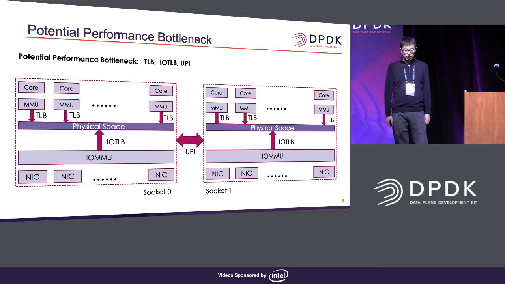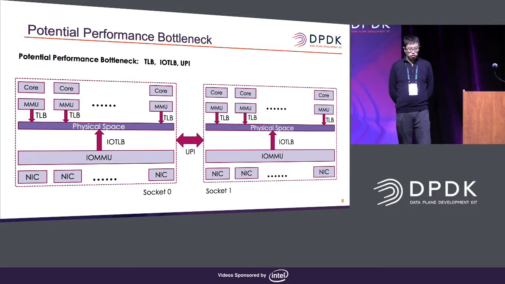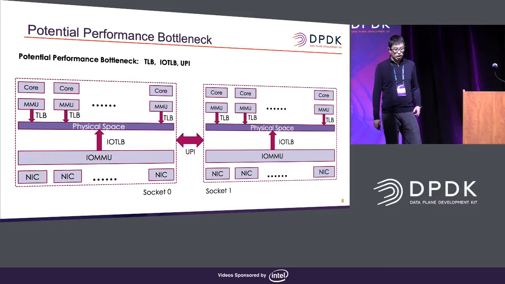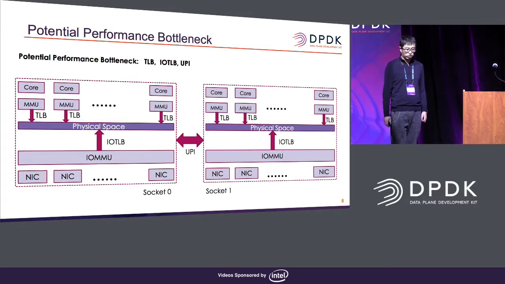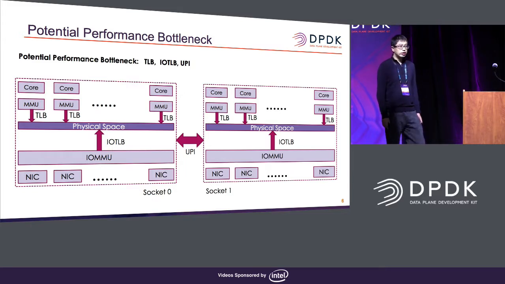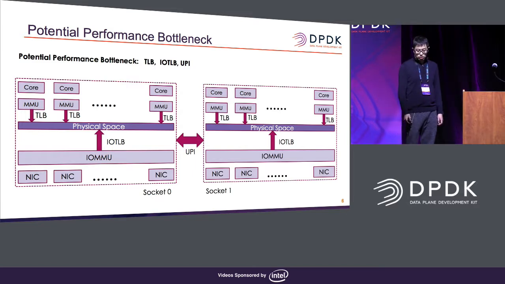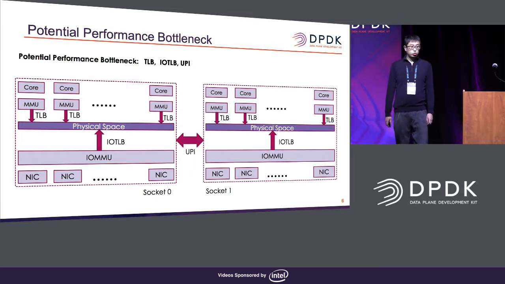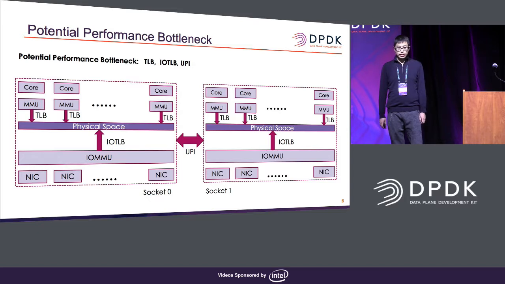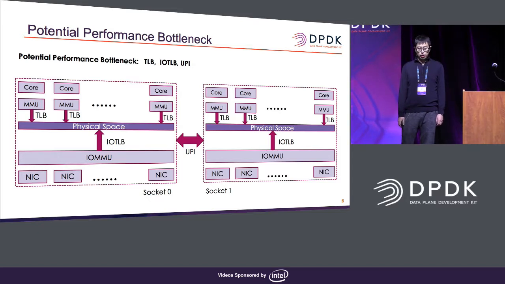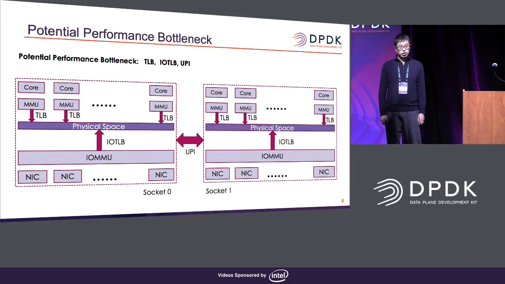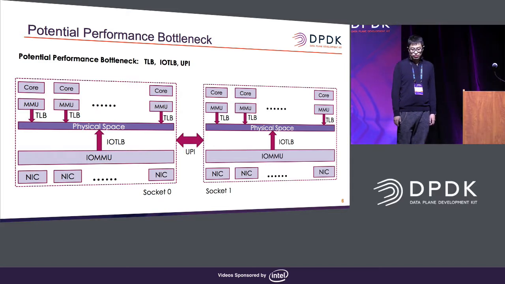The first potential bottleneck is the TLB. For the VA to PA address translation, each MMU will have a TLB. If we use 4K page and we don't have enough TLB entries, the TLB miss event number will increase. The second is the IOTLB. The IOMMU needs to translate the IOVA address to physical address, and this IOMMU is per socket. So if we use 4K page, this IOTLB may have miss events.